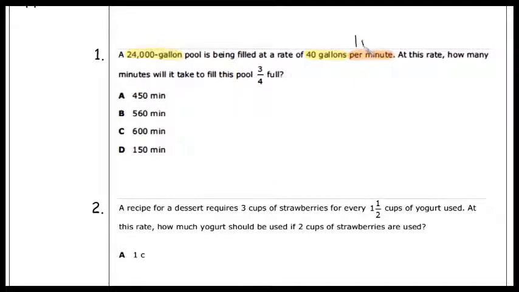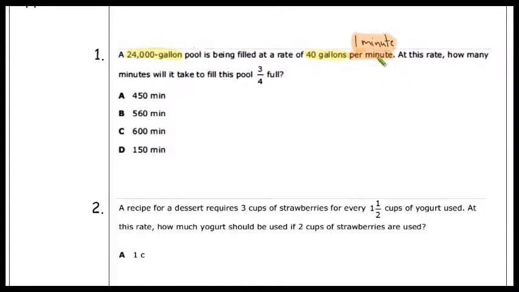1 minute. Okay, now I'm actually going to highlight it in orange as well. So you know that those two mean the same thing. Per minute, that means 40 gallons in 1 minute. 24,000 gallons and here is 40 gallons. So those are my two quantities in gallons.